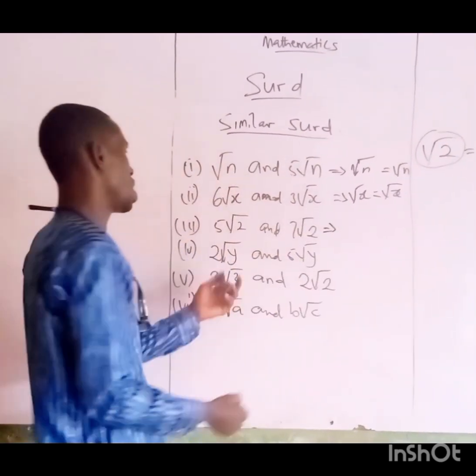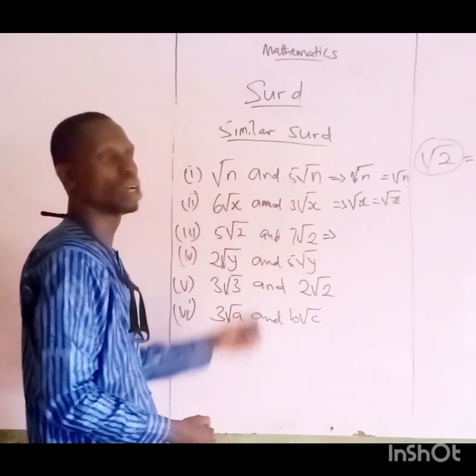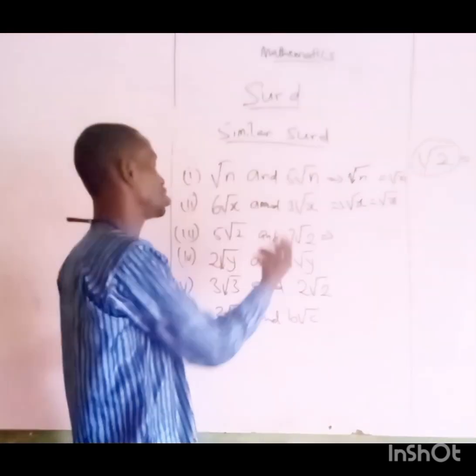Likewise, when you look at the third one, it's also a similar surd because they both have root 2 as their irrational number.